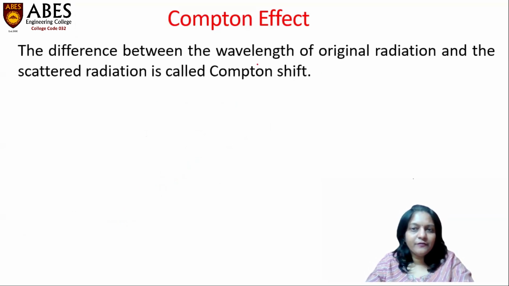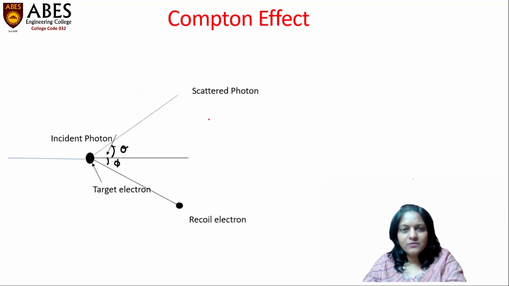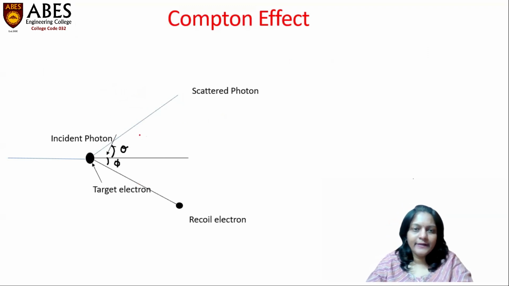And the difference between the wavelength of original radiation and the scattered radiation: original wavelength is lambda and the scattered wavelength is lambda dash. So the difference between the scattered radiation and the original radiation is called Compton shift, and we will calculate Compton shift here. To solve the Compton shift, first we will understand the energy and momentum of the photon and electron.